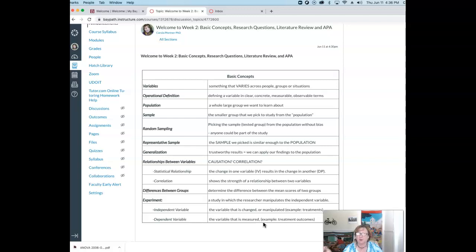Now, the correlation shows the strength of a relationship between two variables that don't necessarily cause each other. So, for example, depression and self-esteem might be related. Where depression goes up, self-esteem goes down. So that would be a negative relationship, right? A negative correlation. When one goes up, the other one goes down. And when stress goes up, health goes down. That would be another negative relationship, right?